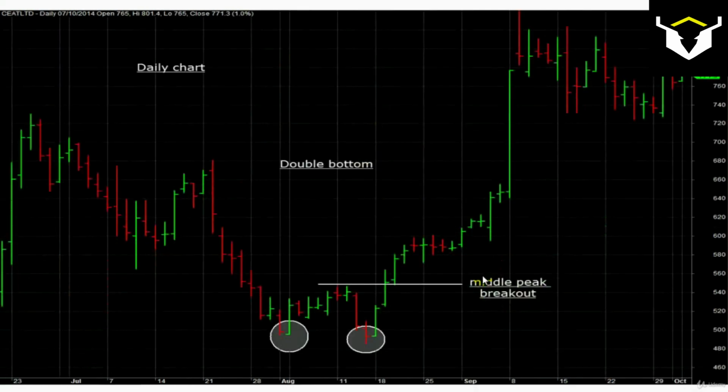Our next chart is a CAT Limited daily chart. You can see prices are moving downside on the left hand side, and then prices find support at the level of 500, move up, come back to the level of 500 and reverse, breaking through the middle peak, suggesting that this is a double bottom formation. Once prices have closed successfully above the peak, the double bottom pattern is complete and prices start moving towards the upside.